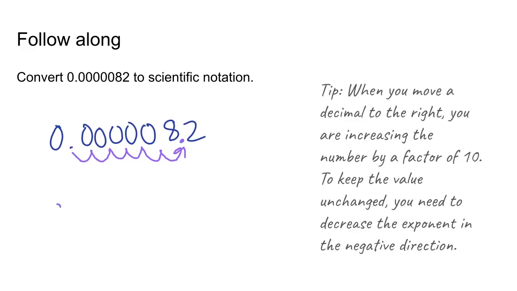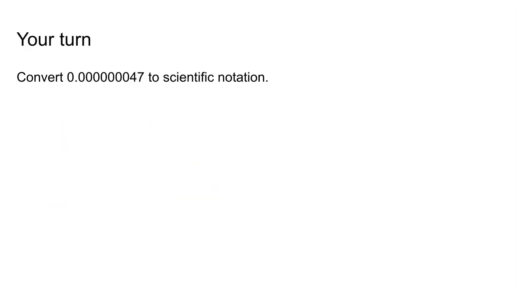So the resulting coefficient becomes 8.2 times 10 to the negative 6th power, which makes sense because when you move a decimal to the right, you are increasing the number by a factor of 10. So to keep the value unchanged, you need to decrease the exponent in the negative direction. Now it's your turn to practice. Pause the video and solve the problem. And when you're done, click play.